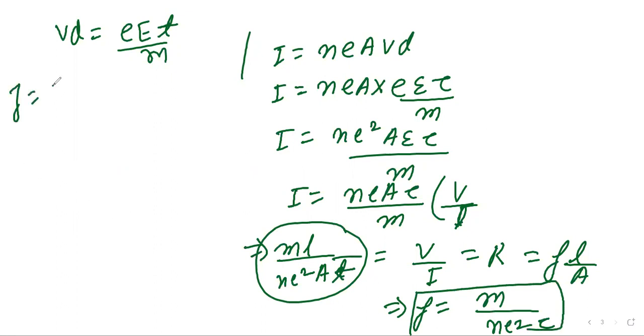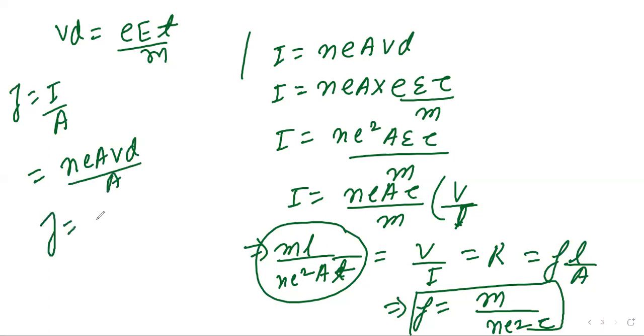And as we know, J equals I upon A. So put it here, and it will become N E A V_D upon A. Then J will become N E V_D, right? So B option is correct. So please write the whole explanation.